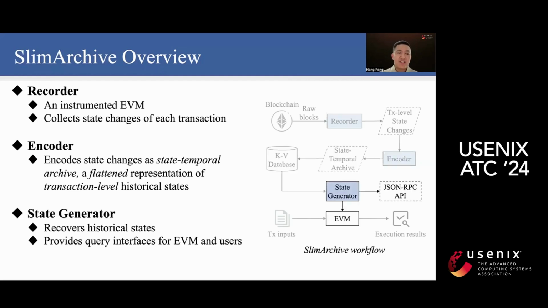Then, the state generator is used to recover the historical states at any specific time point, and it provides query interfaces for both the Ethereum virtual machine and the external users.